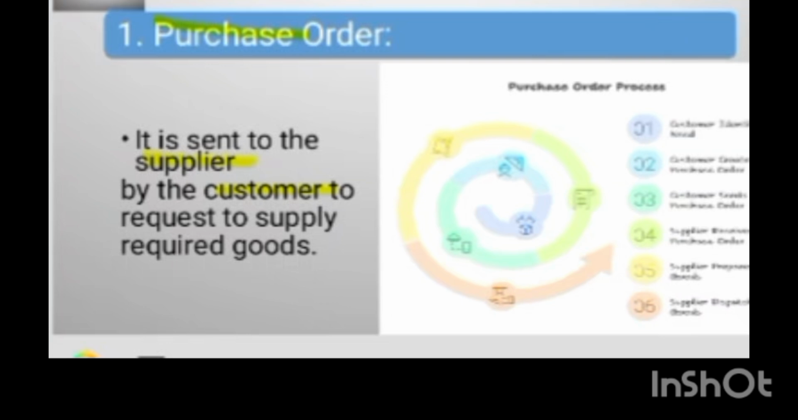For example, if I need some markers, I will order from the supplier, the stationery shop, or the stationery supplier, that I require one box of marker, three boxes of marker in this color, and I will send him the purchase order. It is a kind of slip, and over there, the name of the company and the requirement will be mentioned with the number of quantities.